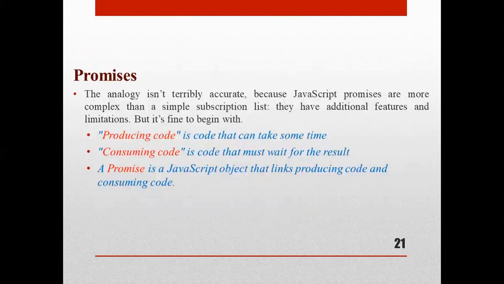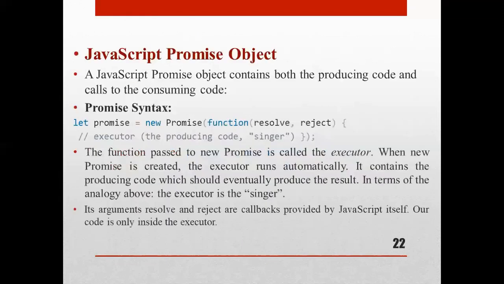Producing code is code that can take some time, and consuming code must wait for the result. And the promise is a JavaScript object that links producing code and consuming code. Then the next point is the JavaScript promise object. A JavaScript promise object contains both the producing code and calls to consuming code. Here you can see the syntax for promise.